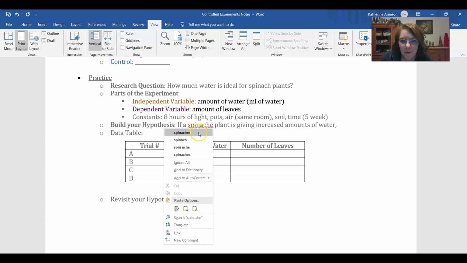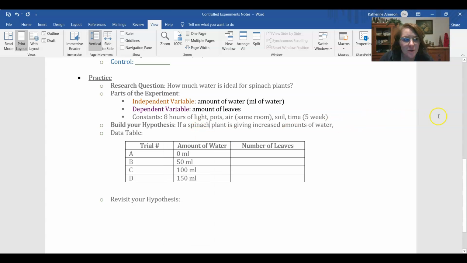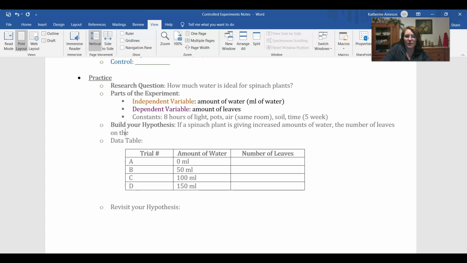Well, what do I think is going to happen if I give my spinach plants more water? Do I think they're going to grow more or less? Well, I'm going to go with more because then they have more water to work with for photosynthesis. So then I would say the number of leaves on the plant will also increase. And then I have to have my because of science. I'm going to say because water is required for photosynthesis.